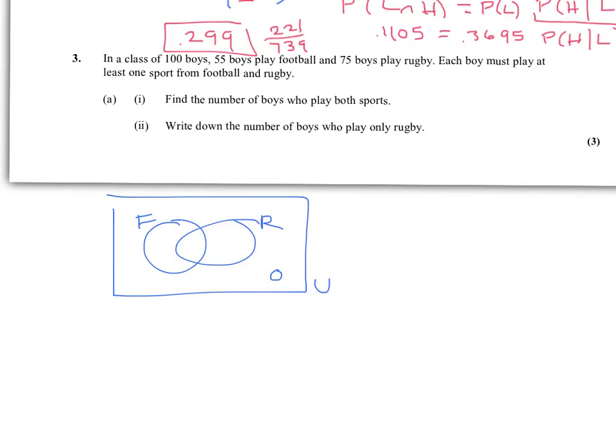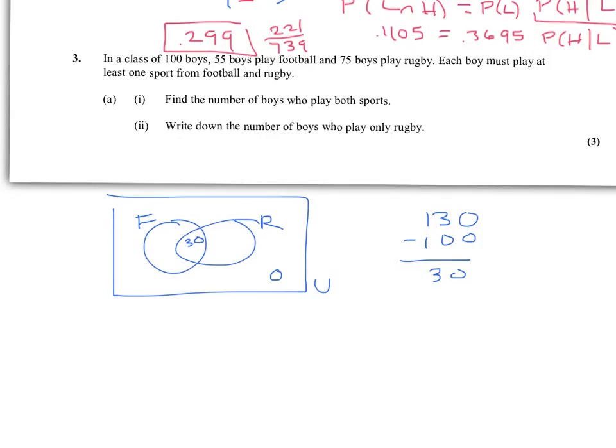It says, find the number of boys who play both sports. Well, if 55 play football and 75 play rugby, that would add up to a total of 130. But it says that there's only 100 boys, so that means that 30 of them must have been double counted. So 30 of them played both.